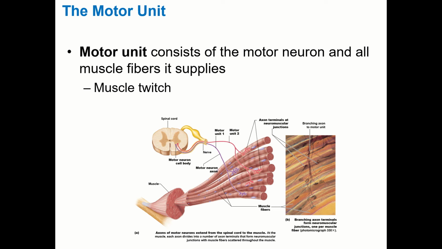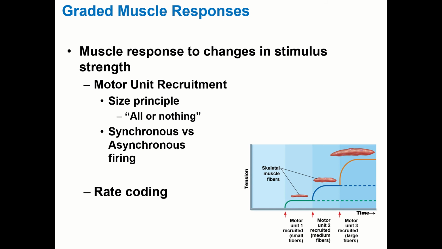Okay? So an important thing to understand about motor units is that if an alpha motor neuron depolarizes, if it sends an electrical signal, all of the muscle fibers that it is attached to or interacts with will contract, or will twitch.